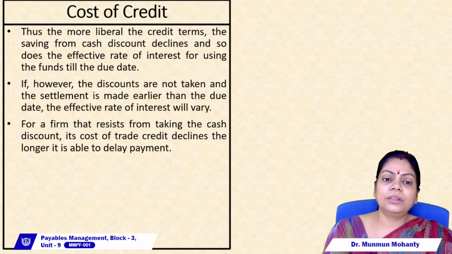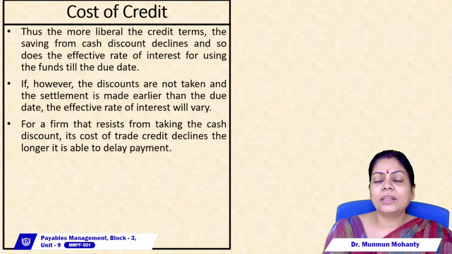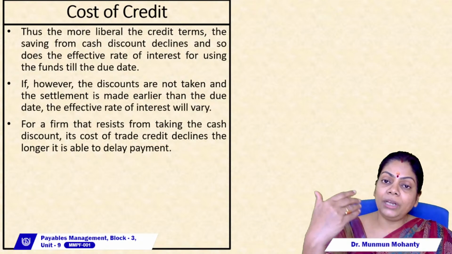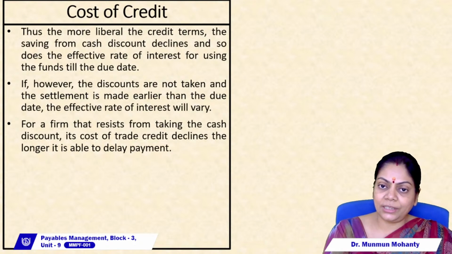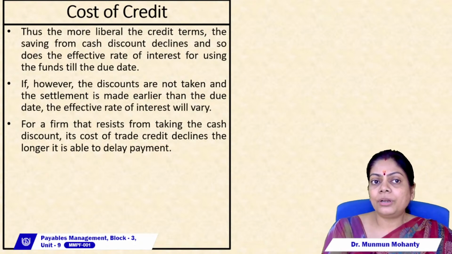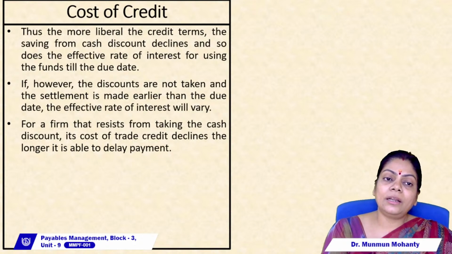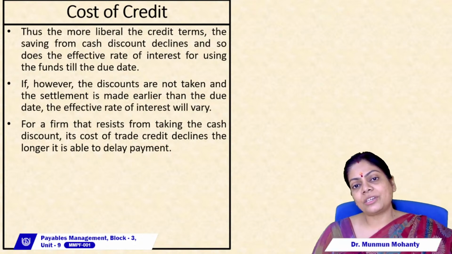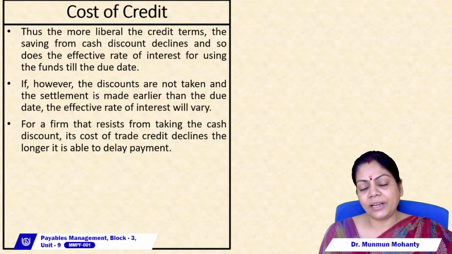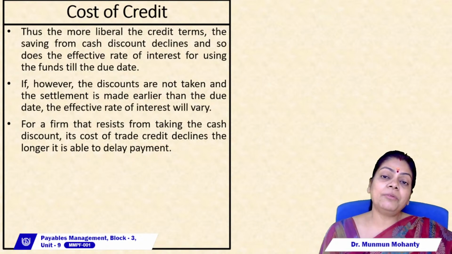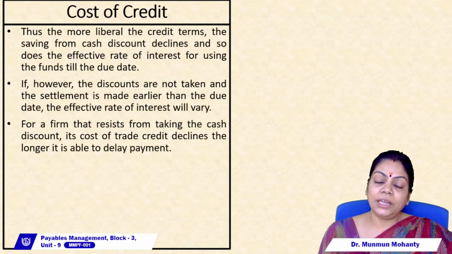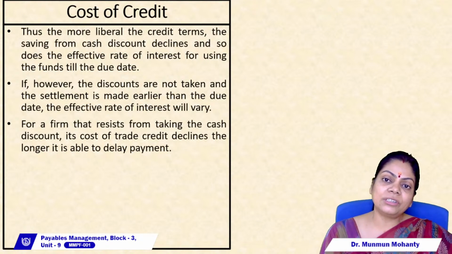For example, in this calculation I am assuming that the client is paying on the 30th day, the 60th day, or the 90th day. But it might also happen that the client doesn't take advantage of the cash discount within 10 days, yet makes payment on the 25th day. In case of 60, he can make payment on the 45th day. In case of 90, he can make payment on, let us say, the 70th day.